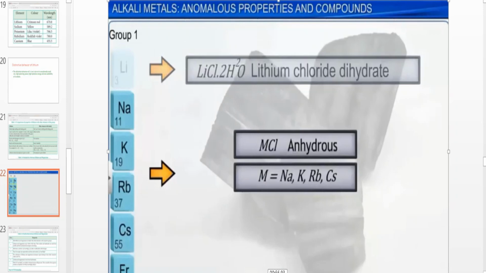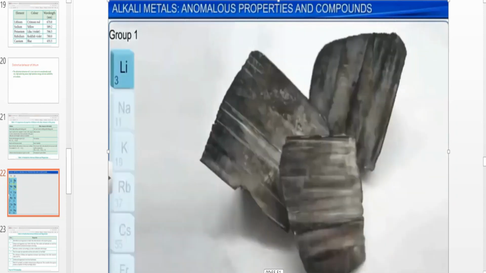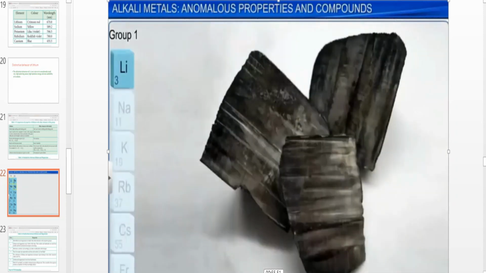Other metallic chlorides are anhydrous. Sodium chloride, potassium chloride, rubidium chloride, cesium chloride are all anhydrous. That means there is no water at all. But only lithium chloride has 2 molecules of water. These are some of the anomalous properties of lithium compared with the other members.